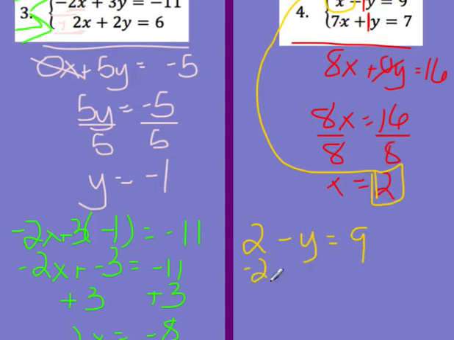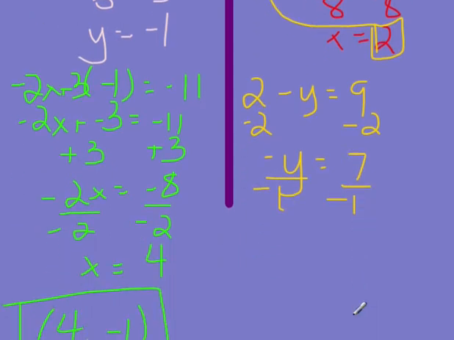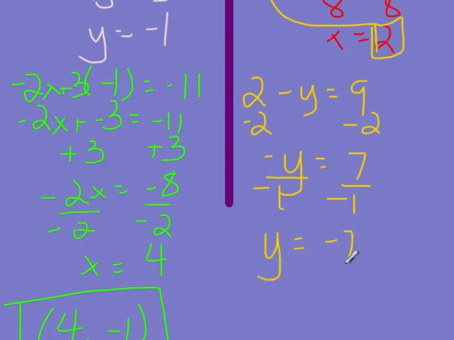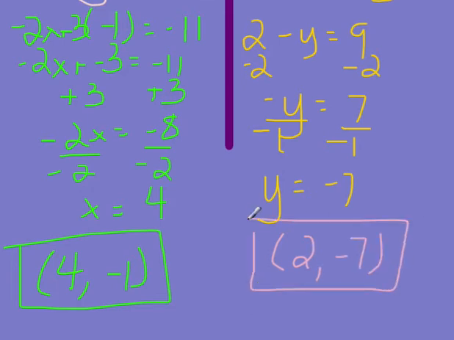I'm going to start by subtracting 2 from both sides. Then I get -y is equal to 7, because 9 minus 2 is 7, but I don't want to know -y, I want to know what y is. So I'm going to divide both sides by -1, so I get that y is equal to -7. Last but not least, I want to make sure I write that out as a coordinate point (x, y), so I have (2, -7) as my final solution for that one.